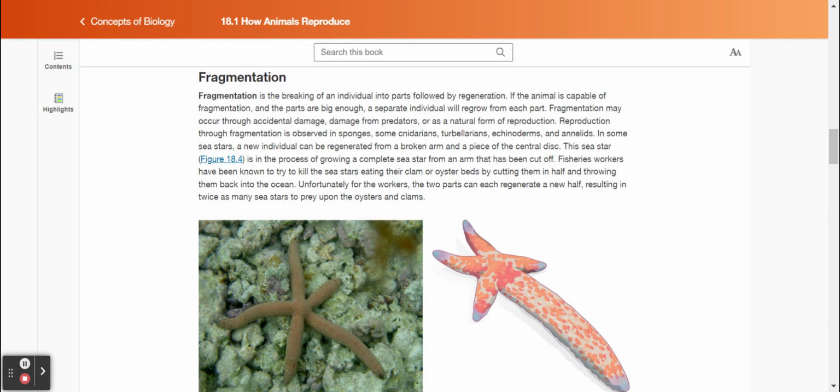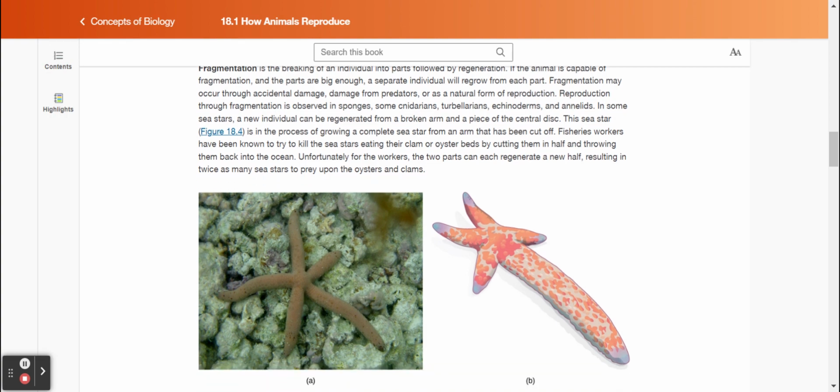In some sea stars, a new individual can be regenerated from a broken arm and a piece of the central disc. This sea star is in the process of growing a complete sea star from an arm that has been cut off. Fisheries workers have been known to try to kill the sea stars eating their clam or oyster beds by cutting them in half and throwing them back into the ocean. Unfortunately for the workers, the two parts can each regenerate a new half, resulting in twice as many sea stars to prey upon the oysters and clams.